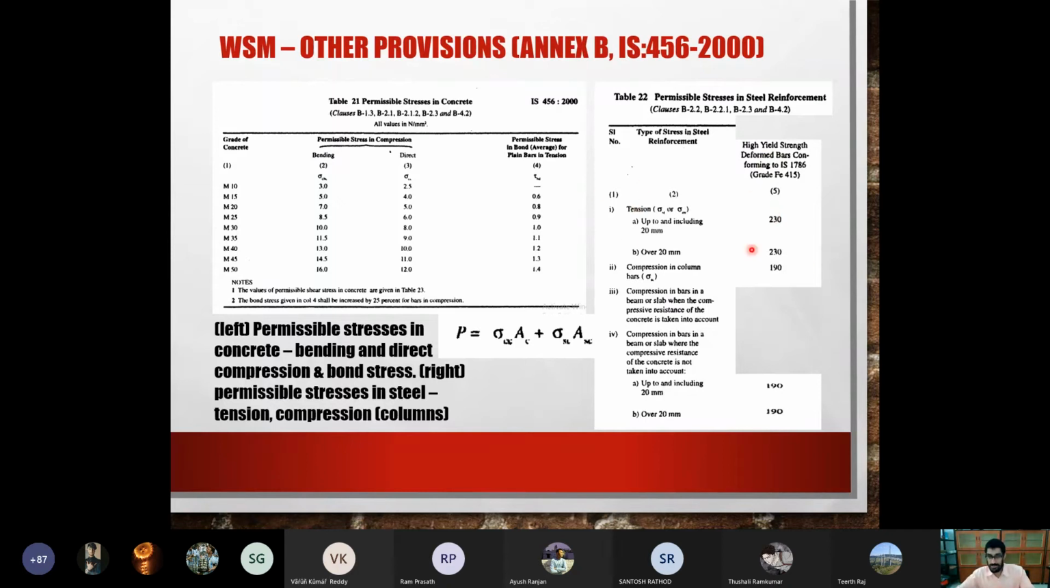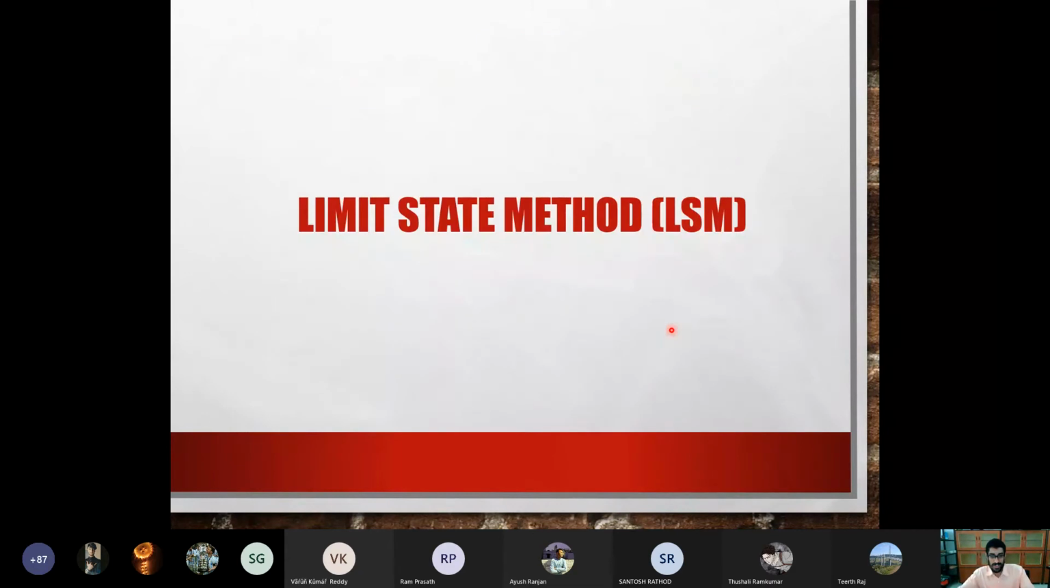So if you're using the bar in tension, you can use only 230 out of this 415. If you're using the bars in a column under axial compression, you can use only 190. Okay. So here also you see that there are some limitations placed on the stresses which can be used.